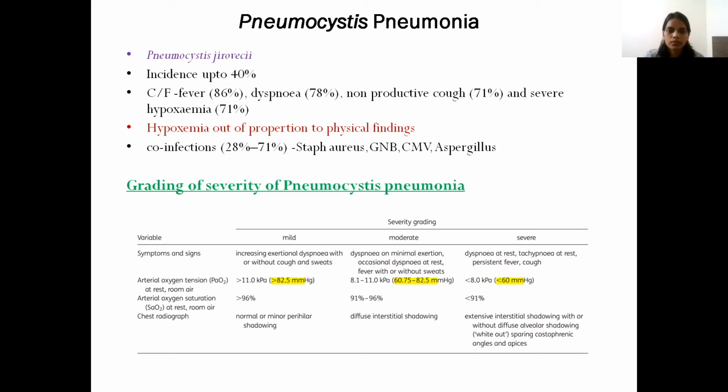The chest X-ray for mild disease is generally normal, or minor perihilar shadowing is seen. In the moderate case, there is diffuse interstitial shadowing, and in the severe case, extensive interstitial shadowing is seen with or without alveolar shadowing.